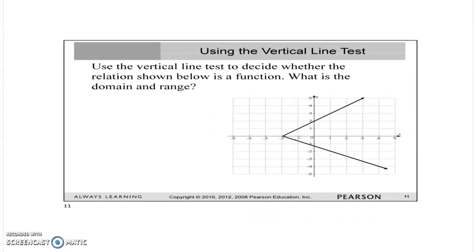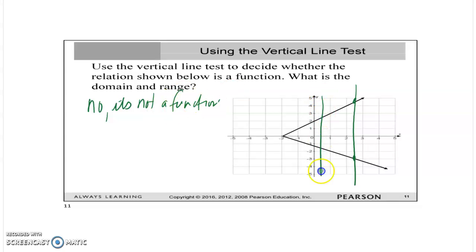So let's look at this one. Is it a function? Well, if I drew a line here, here, and here, it touches it twice. So no, it's not a function. I could test it again, right? This one's really kind of funny, but we'll leave that one alone for right now. So it's not. These two already tell me it's not because they've got multiple values that are repeated.